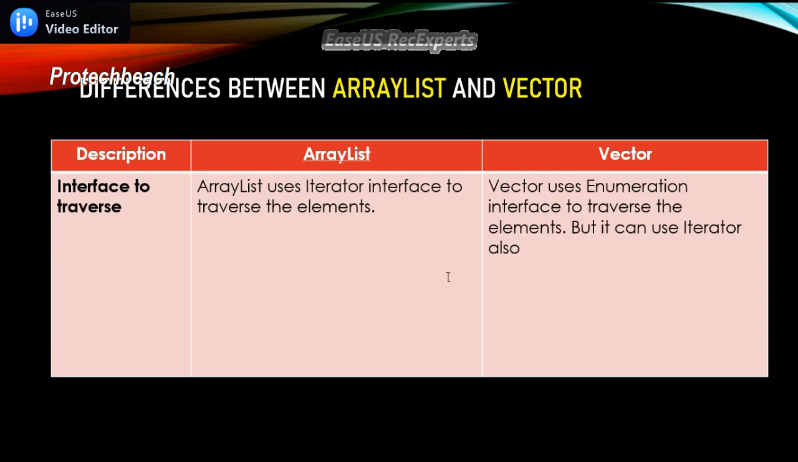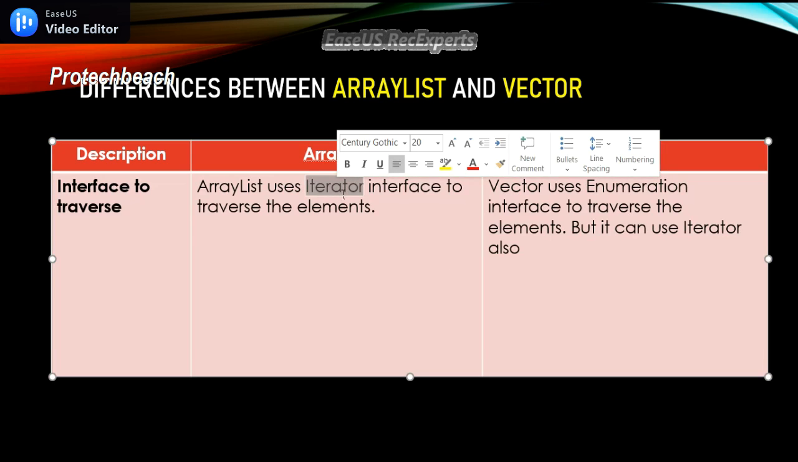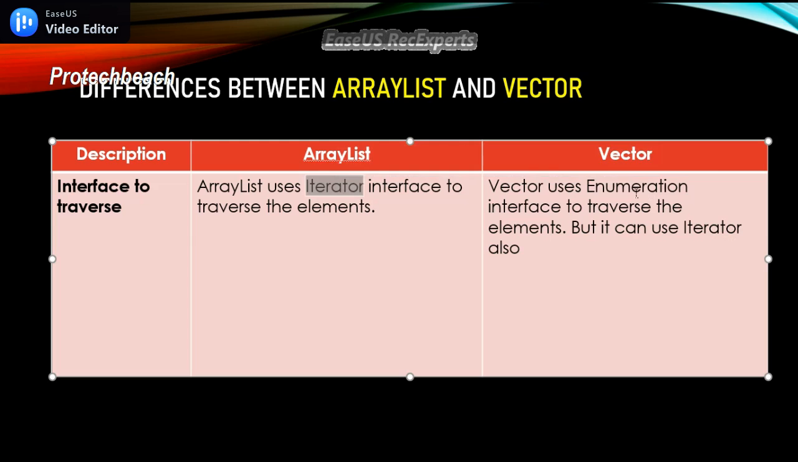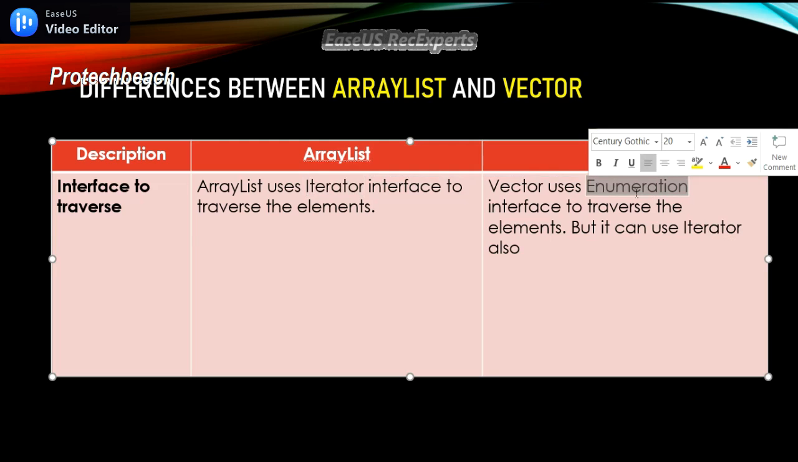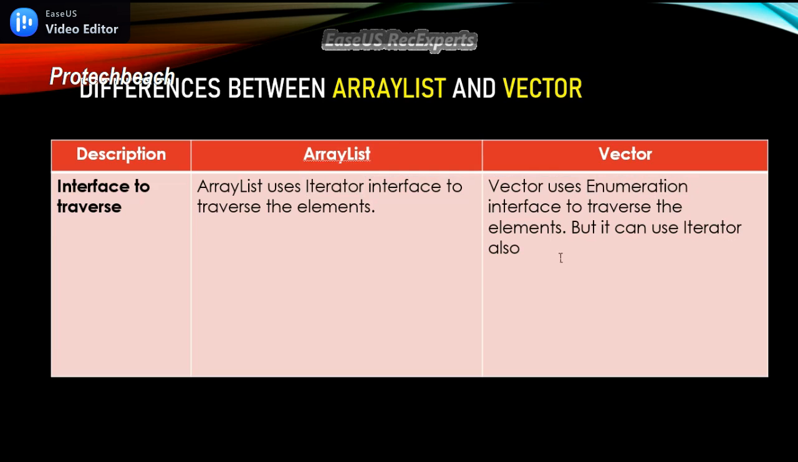So at last, ArrayList uses the Iterator interface to traverse the elements, but a Vector uses the Enumeration interface to traverse the elements, and Vector also uses the Iterator interface as well. Okay, these are the main differences between ArrayList and Vector.